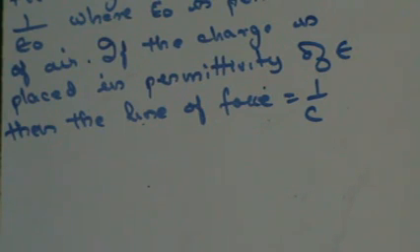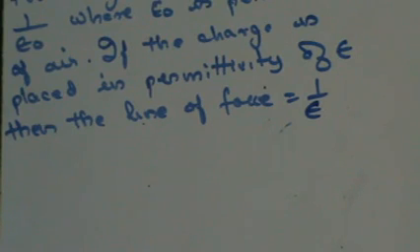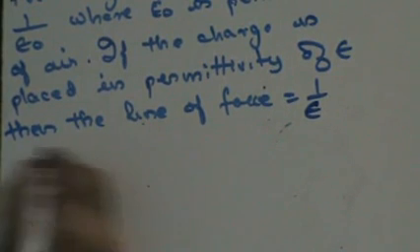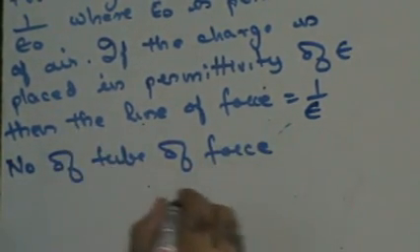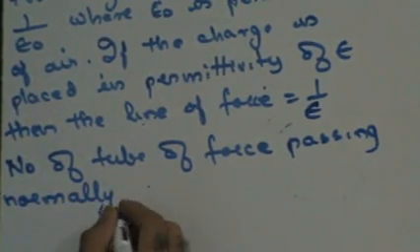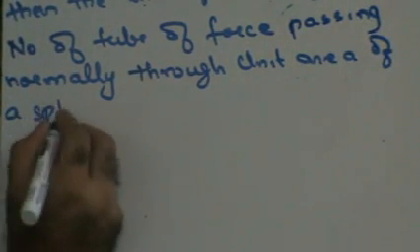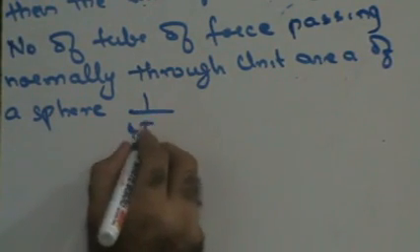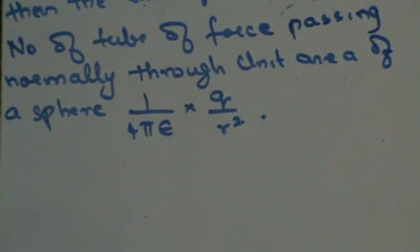Now, the number of tubes of force normally passing through unit area of a sphere is given by the formula: 1 upon 4 pi epsilon into q upon r square. You learned this in 11th standard, right? Where 1 upon 4 pi epsilon is going to be the permittivity of free space, and q is the charge, r is the distance at which you are going to measure this.